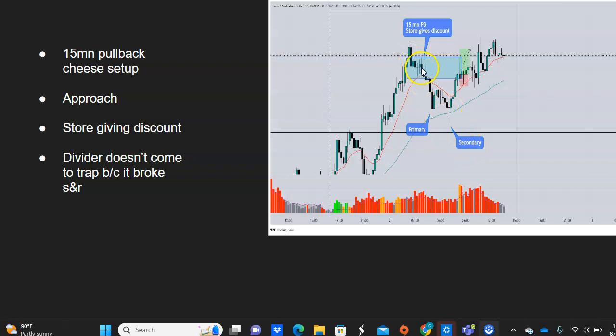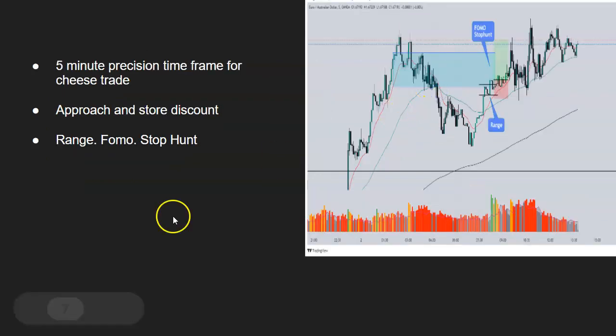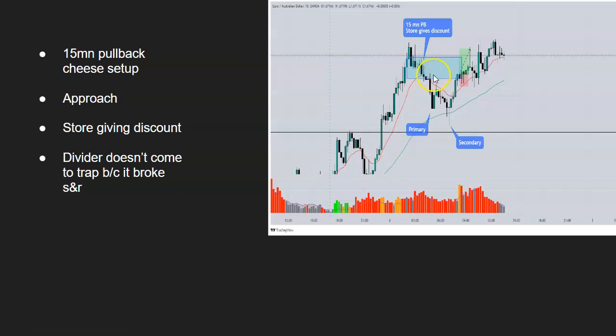This is the trapped area. And so usually we expect the divider to reach the trapped area, but in this case it doesn't have to, because it broke a level and it's reacting off these areas. So keep that in mind.